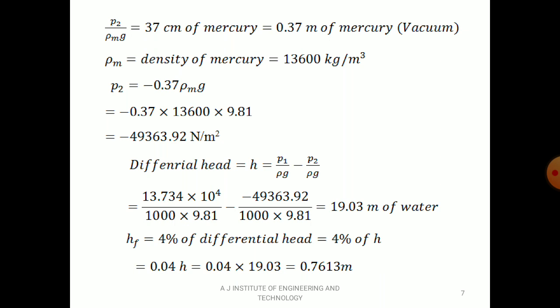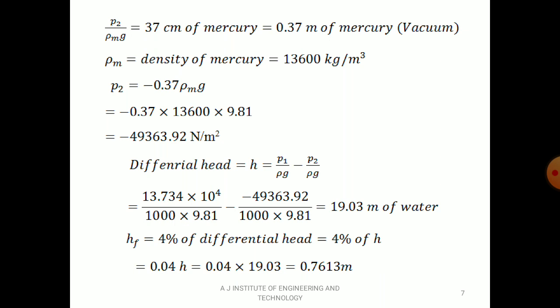Here you should be careful to take the density in the differential head. You are supposed to take the density of the flowing fluid. Previously it was given as P2 equal to rho mg, that is in terms of mercury head. But here you are supposed to take the density of the flowing fluid. Here it is water, so you are supposed to take 1000. So minus 49,363.92 divided by 1000 into 9.81. So minus of minus becomes positive here. So that is equal to 19.03 of flowing fluid. Flowing fluid is water, so 19.03 meter of water.